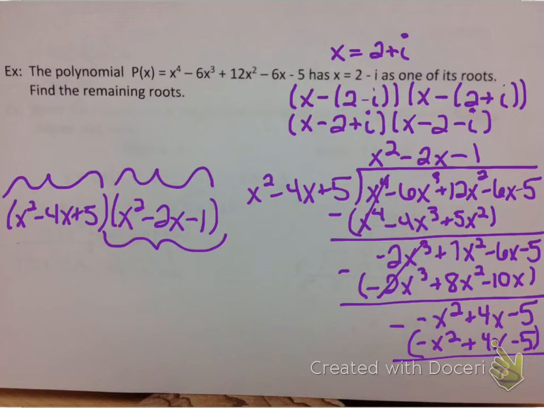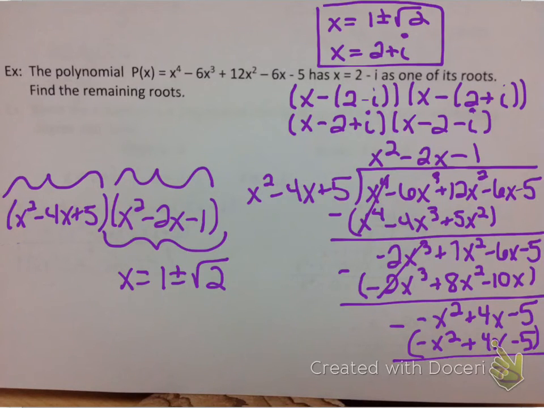So when you take this one and you do the quadratic formula, what you should have gotten is x is equal to 1 plus or minus the square root of 2. Okay, and so that would be your final two solutions. So here are the three solutions we were missing from that quartic.